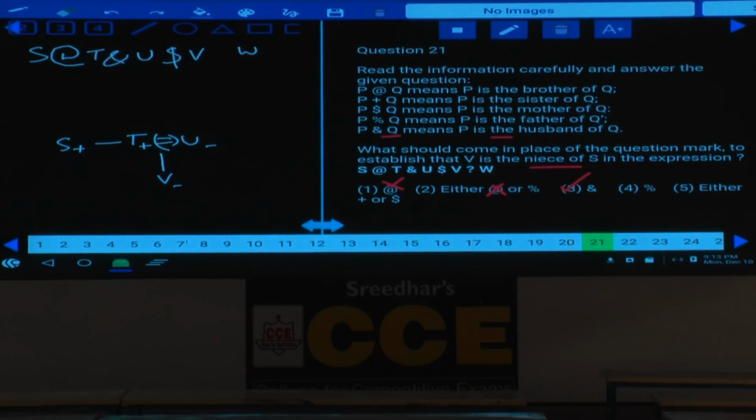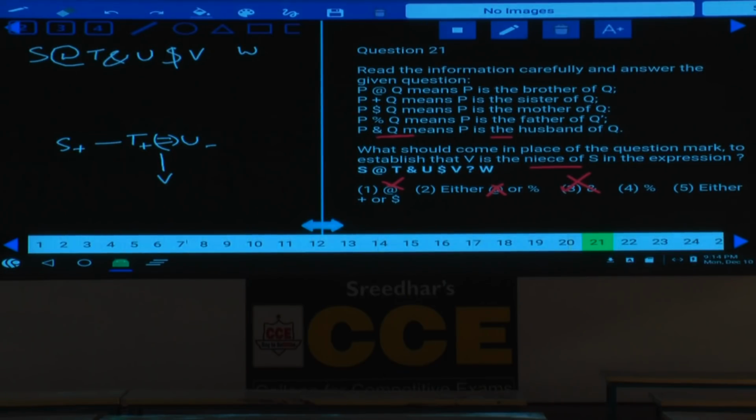Next one, percentage. Now let us go for choice 5. In this choice 5, where is N here? P and Q means P is the husband. V and W means V is the husband, sorry. As V is the husband, V is a male. As V is a male, V cannot be the niece. V is the nephew of S. Hence choice 3 is also ruled out.